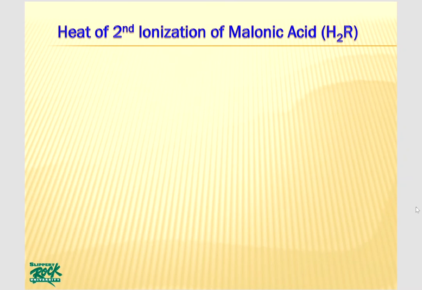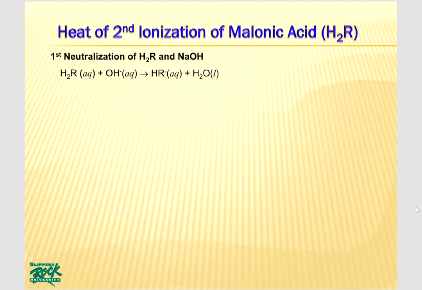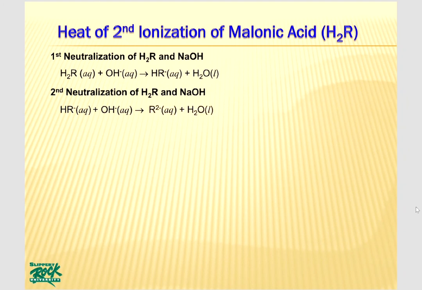How can you write the equation for the first neutralization reaction of malonic acid with NaOH? Malonic acid H2R reacts with hydroxide ion to produce hydrogen malonate or HR- and the water molecule. How about the second neutralization reaction of malonic acid with NaOH? Now, the HR- reacts with another hydroxide ion and produces malonate R2- and another water molecule.